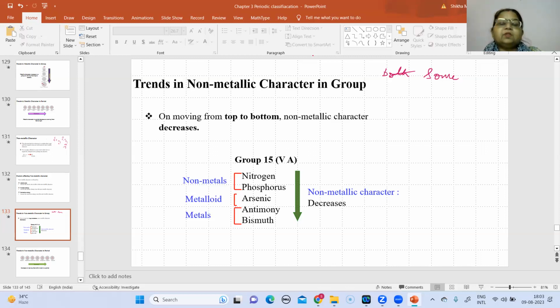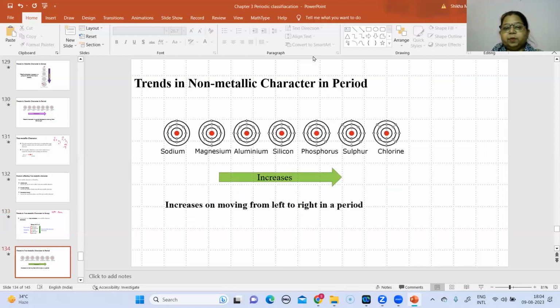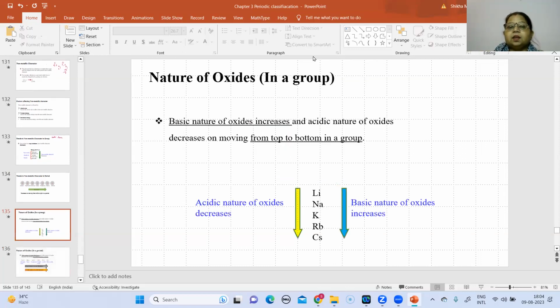Without semiconductors, probably we should not have been connected. Semiconductors are integral part of the computers, mobiles, and almost all electronic gadgets. So this trend is clear to all of you. We will be moving to the next one. That non-metallic character is increasing from left to right, right? Then nature of oxides. Can somebody tell me the formula of oxide ion?